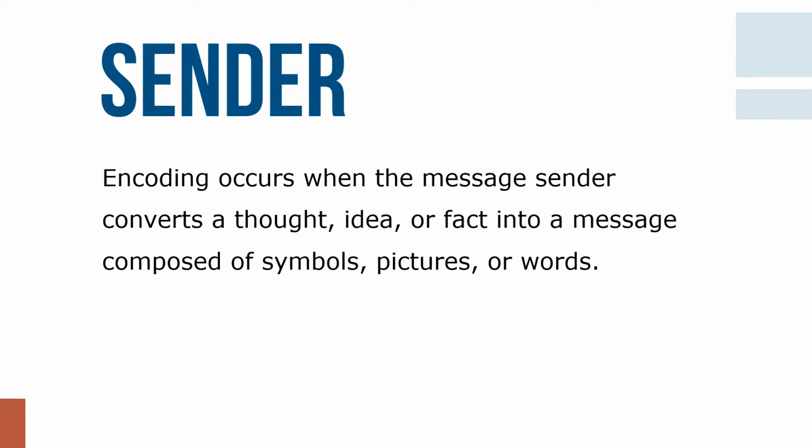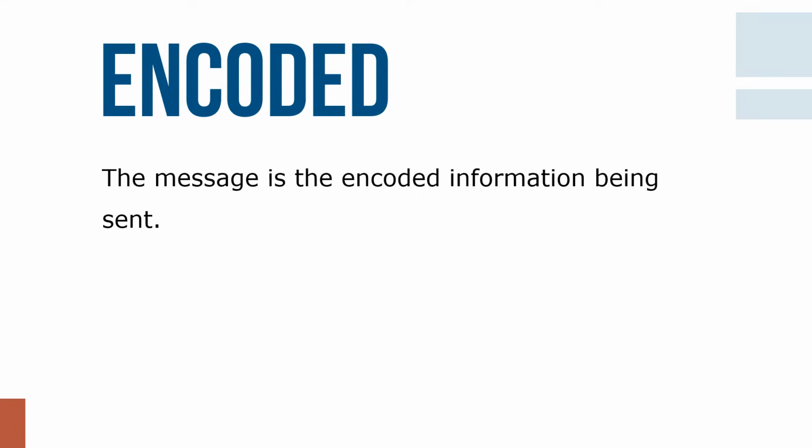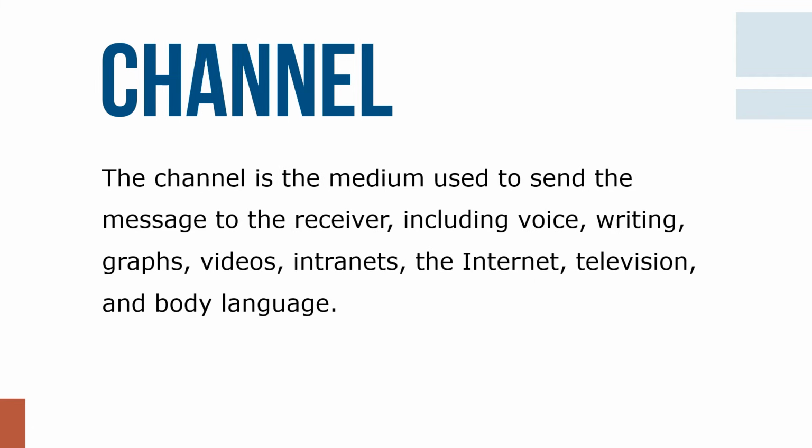Encoding occurs when the message sender converts a thought, idea, or fact into a message comprised of symbols, pictures, or words. The message is the encoded information being sent. The channel is the medium used to send the message to the receiver, including voice, writing, graphs, videos, intranets, television, body language, and so on.